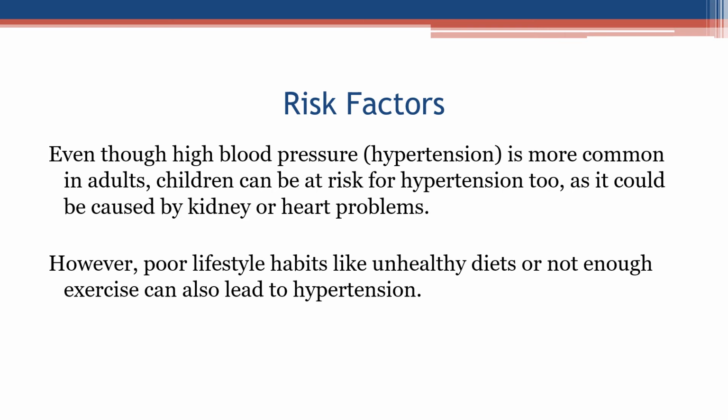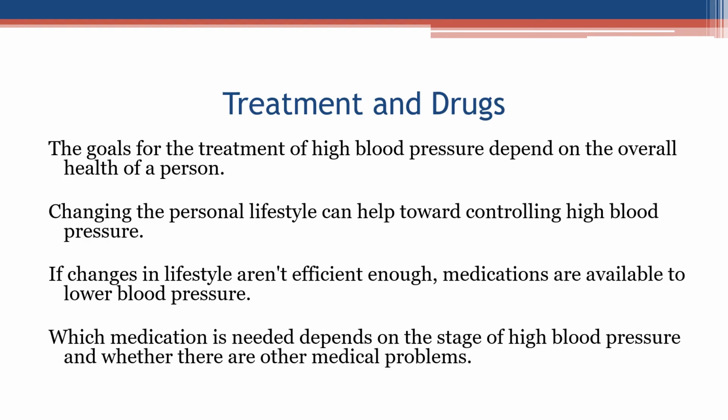Children can be at risk for hypertension too, as it could be caused by kidney or heart problems. However, poor lifestyle habits like unhealthy diets or not enough exercise can also lead to hypertension. Treatment and drugs. The goals for the treatment of high blood pressure depend on the overall health of a person. Changing the personal lifestyle can help toward controlling high blood pressure. If changes in lifestyle aren't efficient enough, medications are available to lower blood pressure. Which medication is needed depends on the stage of high blood pressure and whether there are other medical problems.